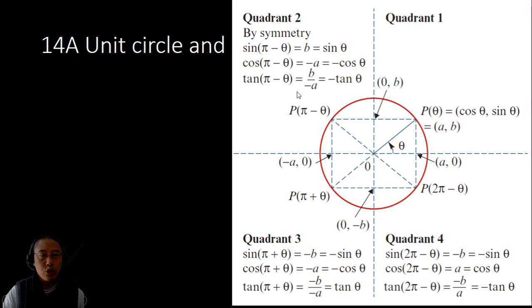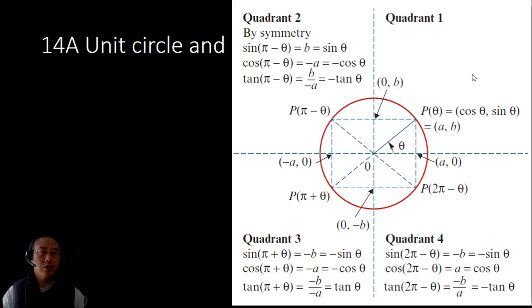You will have all those properties in terms of symmetry in all quadrants. So for example, in the second quadrant, it relates to the circular functions from the first quadrant. So sine is the same, cos is the opposite, and tangent is the opposite. What it means is that sine of pi minus theta is the same as sine of theta.